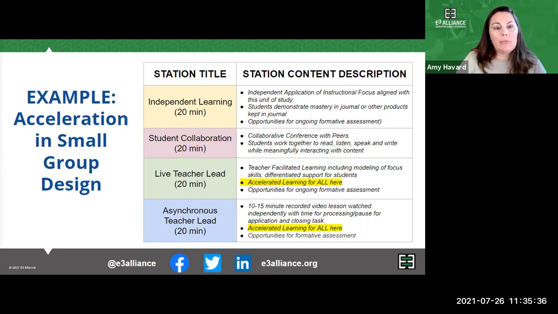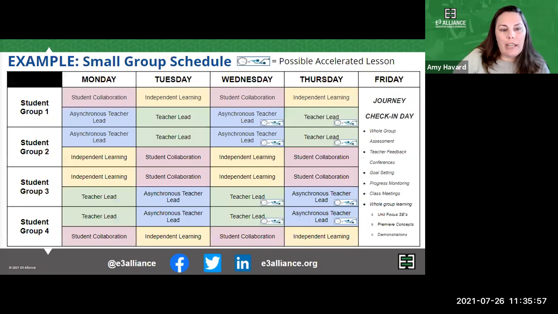So sometimes in those stations, students are working on the current unit, their core essential standards. And occasionally, maybe towards the end of your unit, you could utilize as a teacher some of those stations to start working in accelerated learning lessons as well. So what does this mean? Let's look at an example of that schedule.